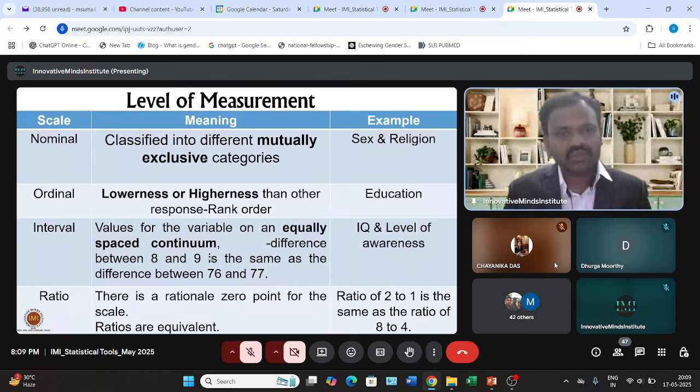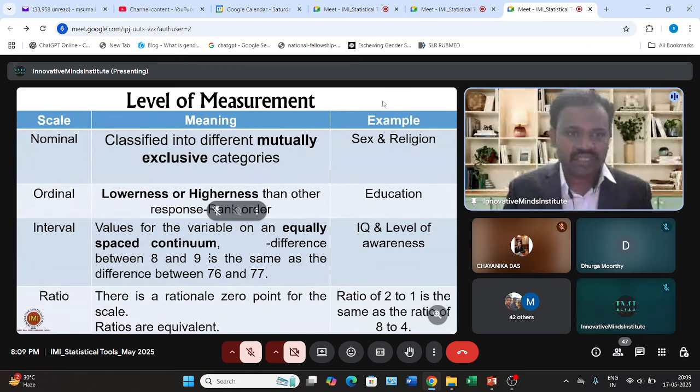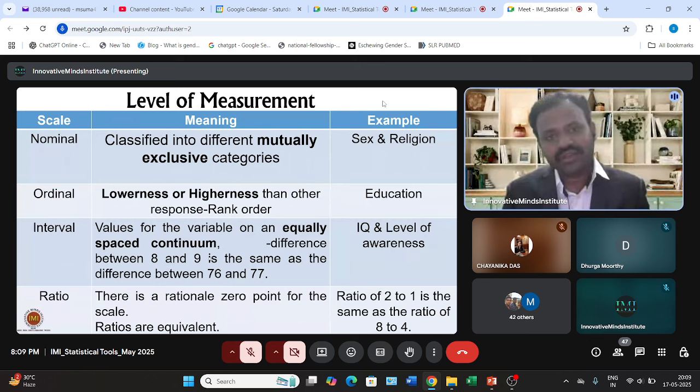They are mutually exclusive categories. Don't bother about that term; it just means they should not be overlapping. They should be two different categories, right? So only classification is possible. You cannot give any hierarchy or any ranking. Then it's a nominal level of measurement.